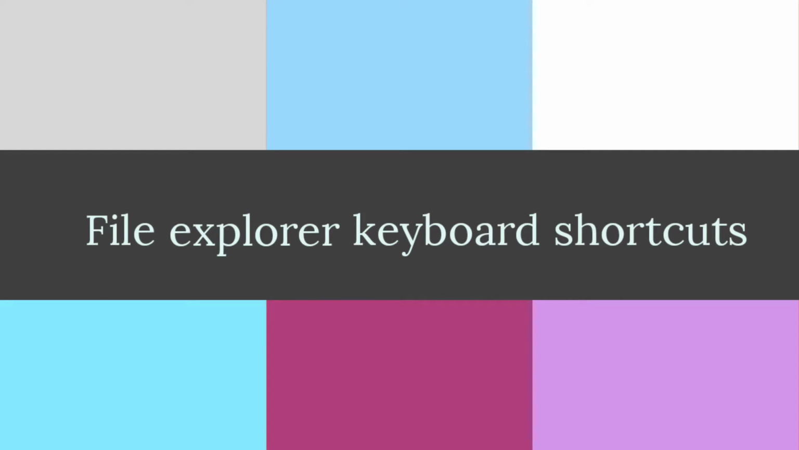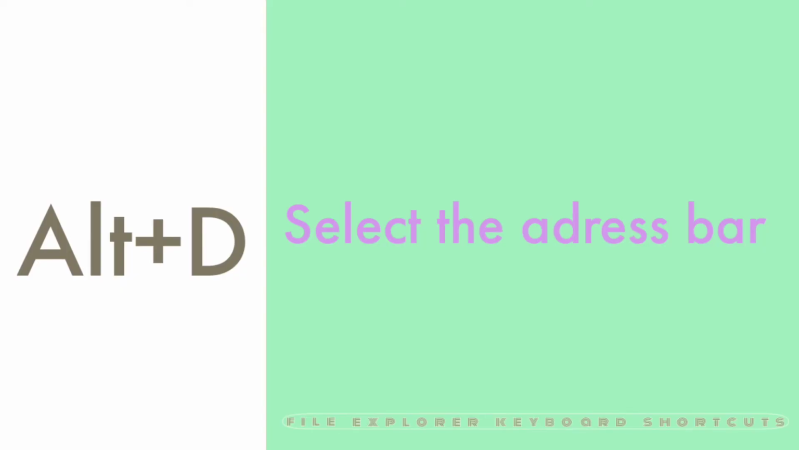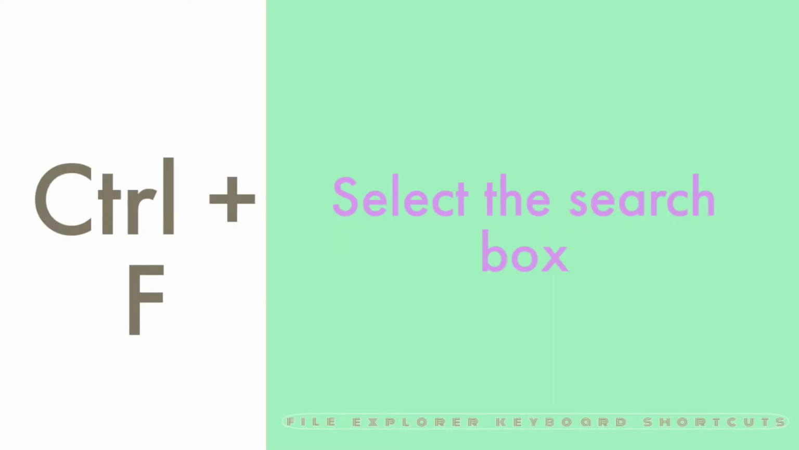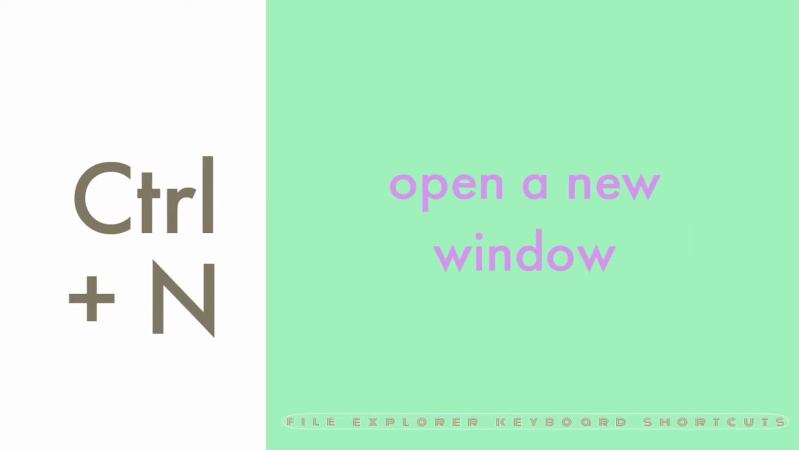Windows 11 File Explorer keyboard shortcuts. Alt with D to select the address bar. Control with F to select the search box. Control with N to open a new window.